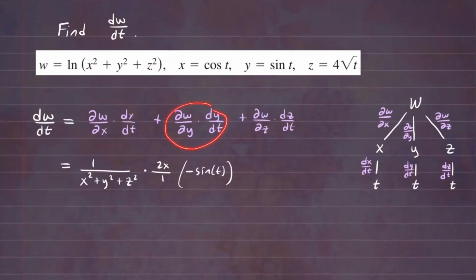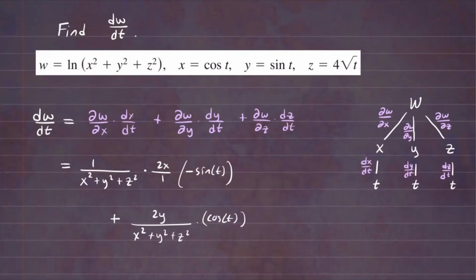Now let's go to the second one. So now we have plus the derivative of w. So we're taking the partial derivative of w with respect to y. So here is y. So we're going to get 1 over everything inside of ln, that's x squared plus y squared plus z squared, times the derivative inside, but that's a partial derivative. So we'll have with respect to y, that's 2y times, now differentiate y with respect to t, you'll get cosine of t.